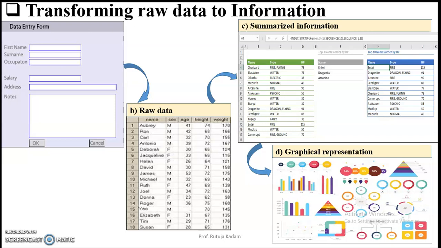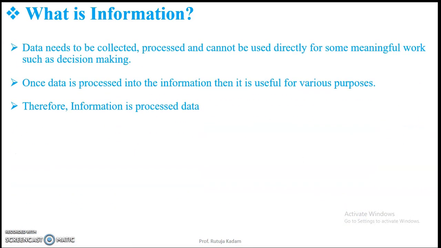So this graphical representation is also a very important part. Now, what is information? Information is nothing but, as I have told you, data. When it is processed, it converts into information. So data that is collected should be processed, and it cannot be used directly for some meaningful work such as decision making. As I have told you earlier, unless the data is processed, we cannot take the decision whether that elective is to be given as a choice or not.